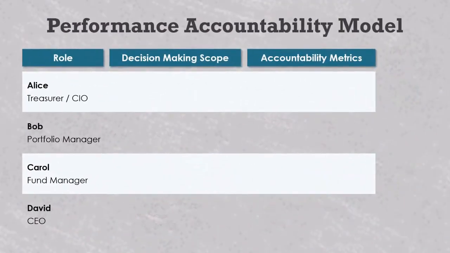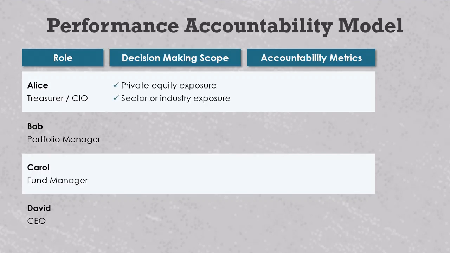Highly oversimplified model where we look at the decision-making hierarchy for various private equity participants. And we'll try to match the accountability metrics with the things that the participants can actually control. Here we have Alice. She's the treasurer or chief investment officer. She must make a lot of big decisions, and let's assume that one of them is determining what percentage of the portfolio should be allocated to private equity.